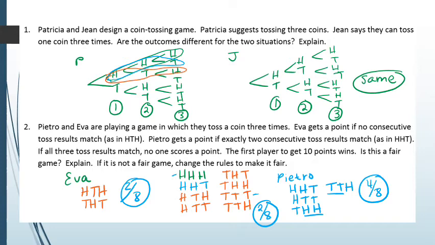So one of the things we could possibly suggest is that maybe Pietro switches here. Maybe he only wins if he gets a match instead of the consecutive numbers. That would be one possibility. Another thing you could suggest is that Ava wins if she gets either non-consecutive tosses or matching, because that would be 4 out of 8 as a chance. So however you suggested you change the rules, make sure that now they both have the same chance of winning each time they play.